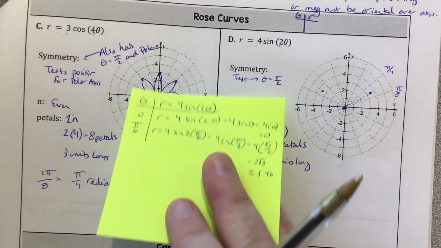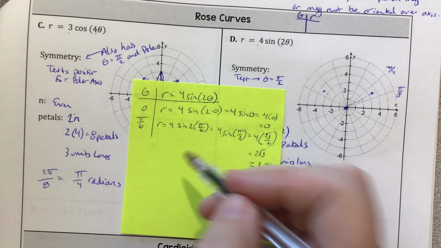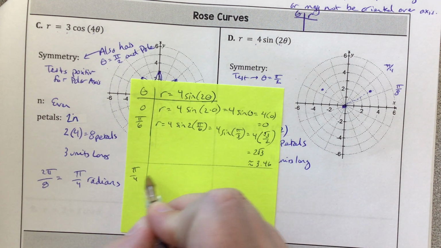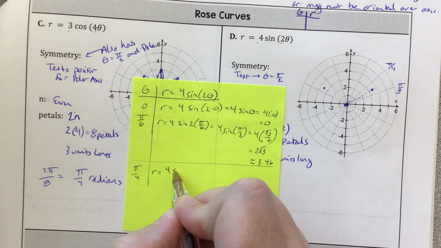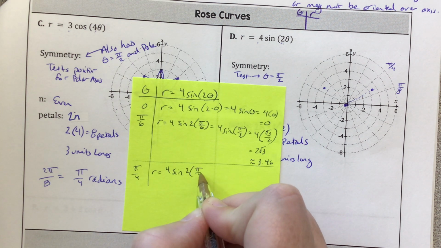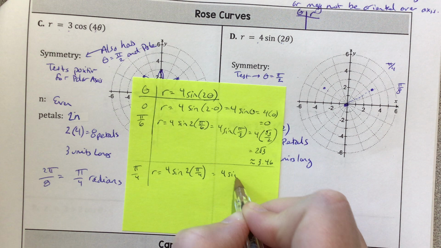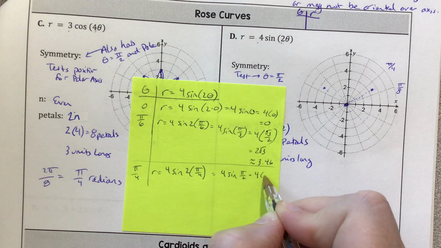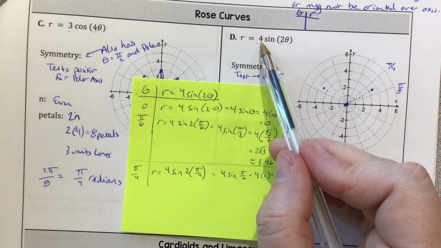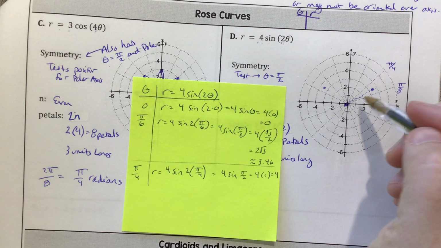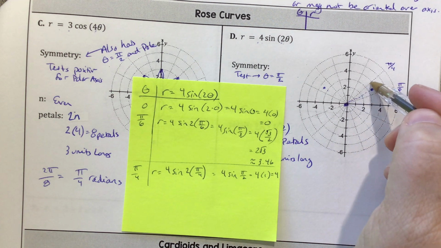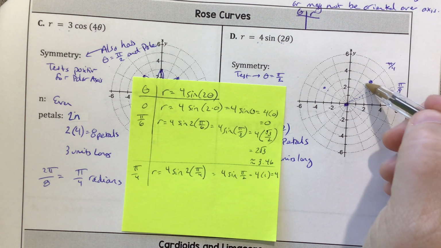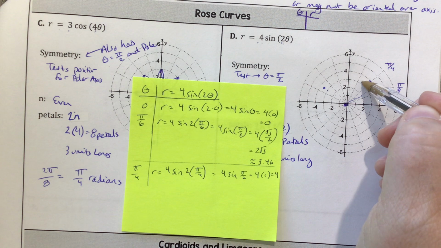All right, back to our table of values. We have not found a full-length petal yet. Let's go now to pi over 4. So r is equal to 4 times the sine of 2 times pi over 4, or 4 times the sine at pi over 2, which is 1, so 4. Ooh, 4 is a full-length petal, right? The length of the petal here was 4. So on pi over 4, I'm going to go out 1, 2, 3, 4. So here is a full-length petal. I can see how wide the petal is right here. I know it's going to be just as wide on the other side.